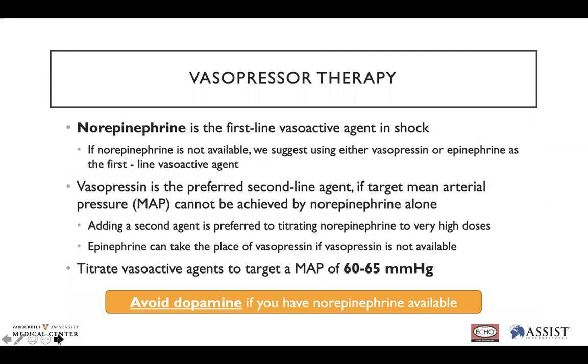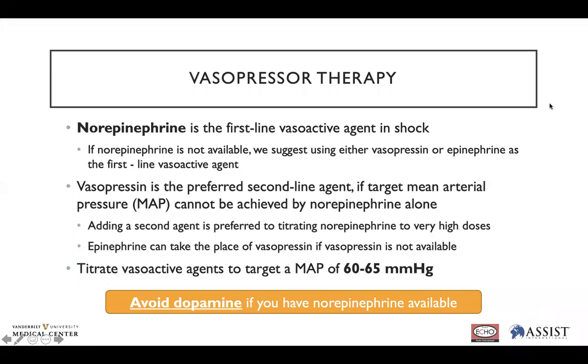If additional fluids do not seem to be resulting in an improvement for the patient, then we start talking about vasopressor therapy. Vasopressor therapy for the COVID-19 patient is no different than vasopressor therapy for any other patient that you may be treating with shock. So with that, we would start with norepinephrine as the preferred first-line vasoactive agent. If it's not available in your hospital, we would suggest using either vasopressin or epinephrine as your first-line agent.